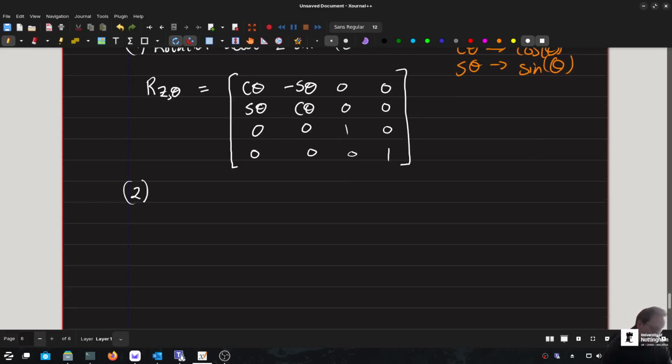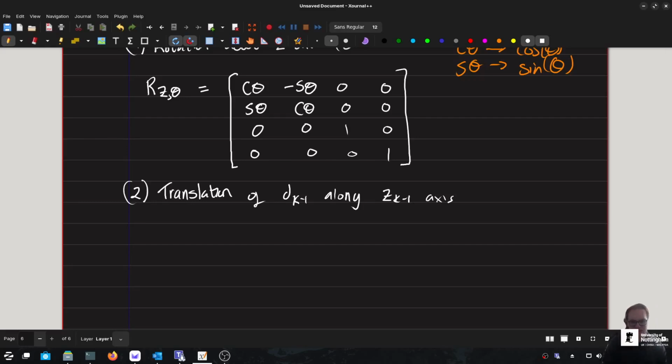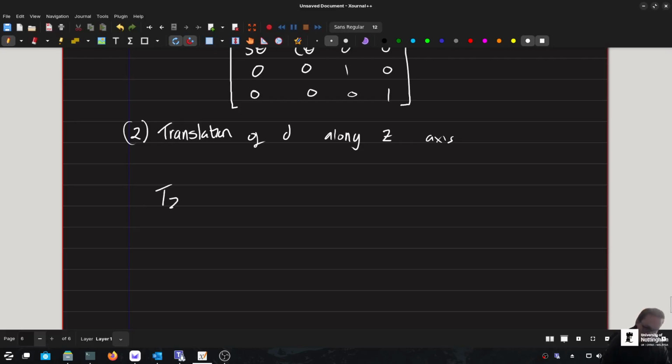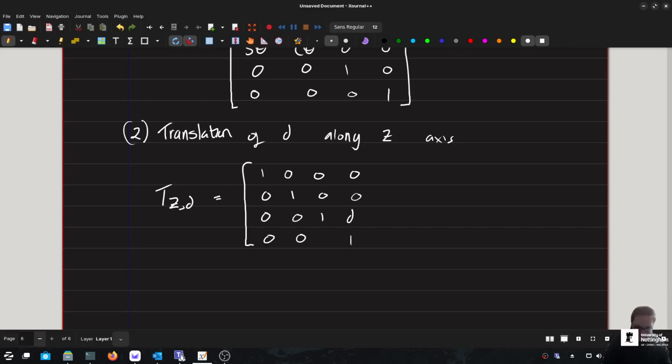2, we're going to do a translation of D along the Z-axis. I'll just call it D along the Z-axis, otherwise it might cause confusion. So again, you should know what this equation is already. That's just basically a translation of Z of a variable D, and that's equal to, so it's basically going to be 1s all the way down with a D in the Z for the translation, and lots of zeros. That's the next translation matrix.